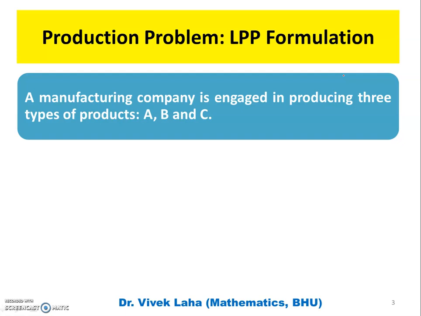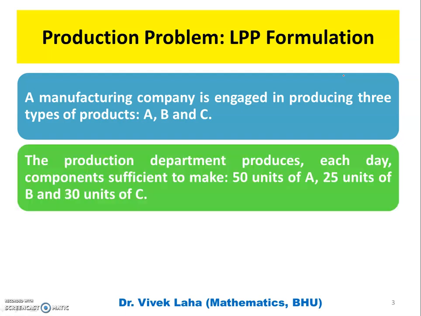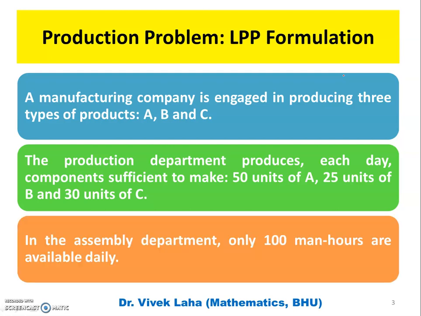A manufacturing company is engaged in producing three types of products A, B, and C. The production department produces each day components sufficient to make 50 units of A, 25 units of B, and 30 units of C. In the assembly department, only 100 man-hours are available daily.